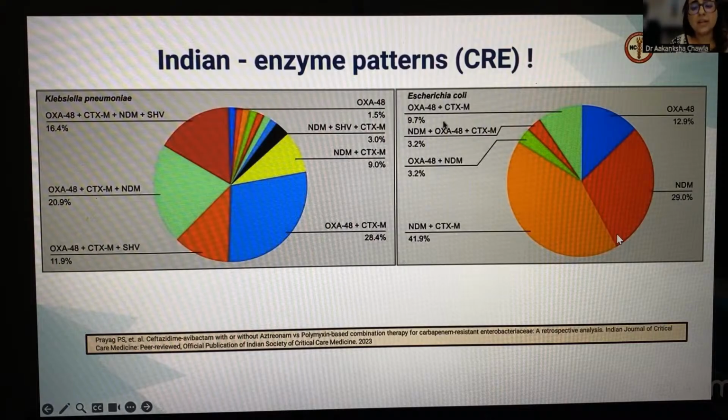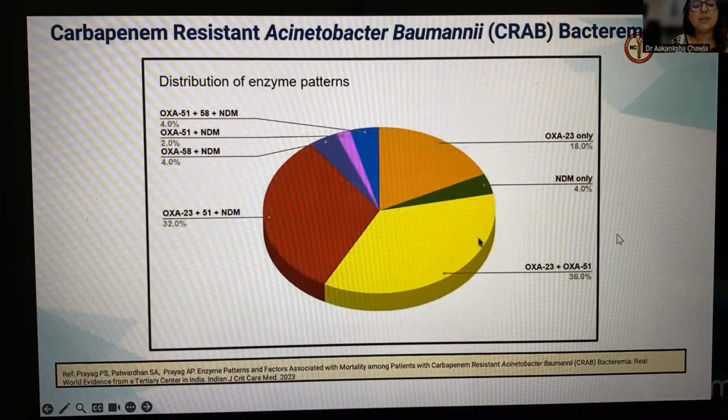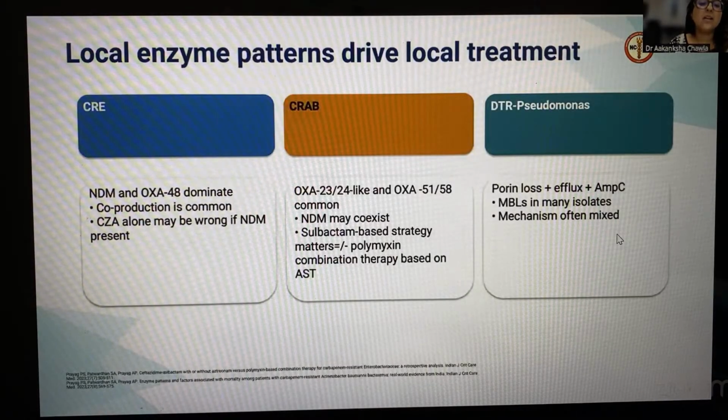Similarly, if you look at E. coli, the predominant resistance was seen with NDM and CTX-M, and then the second one was NDM. We do see quite a bit of OXA-48 and NDM as well. Similarly, for CRAB, again, OXA-23 and OXA-51 were the predominant ones, and again OXA-23, 51 and NDM. So in the Indian ICUs, we are seeing a lot of these, and you need to know which one is actually for which underlying gram-negative bacteria.